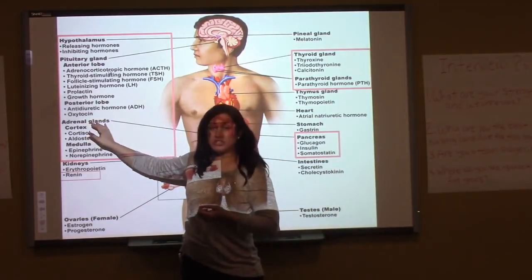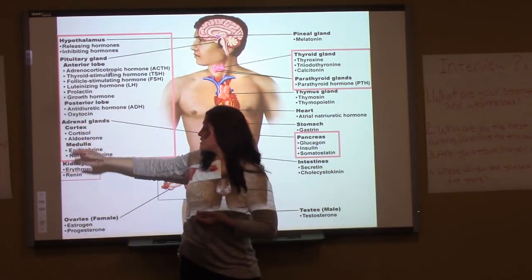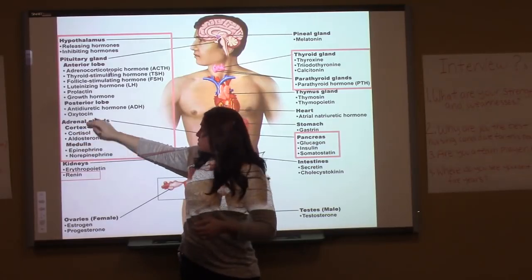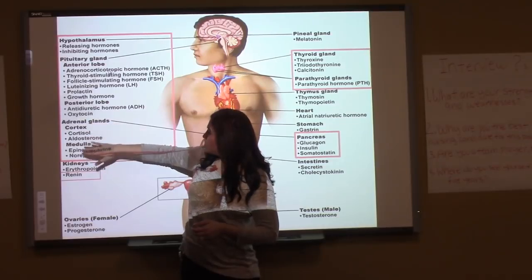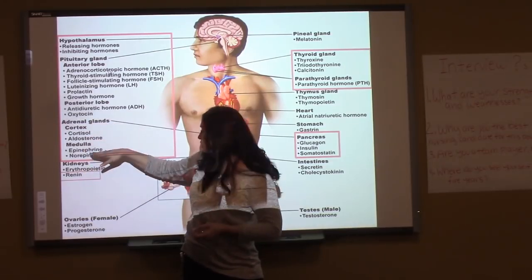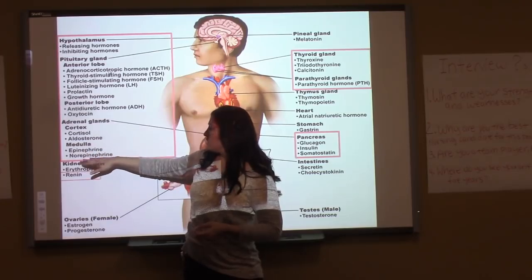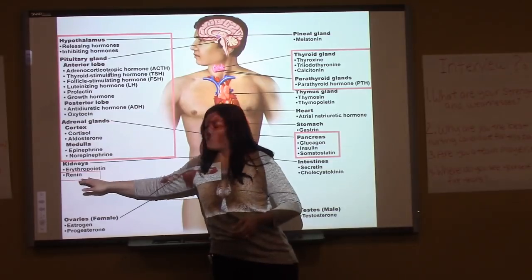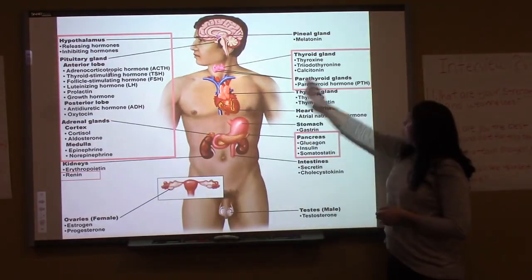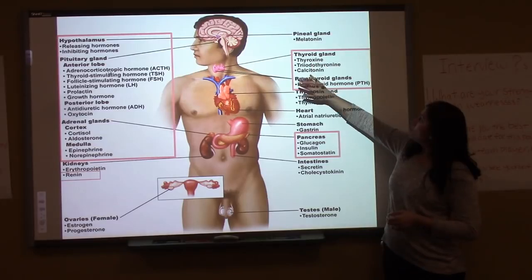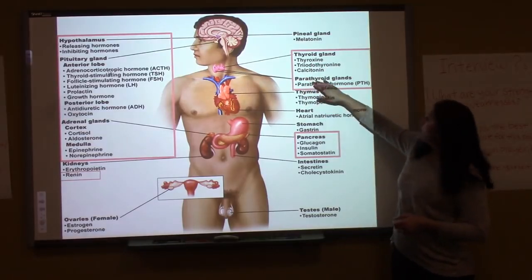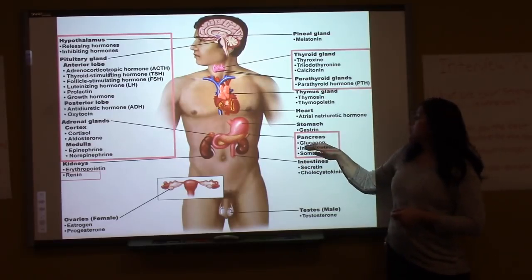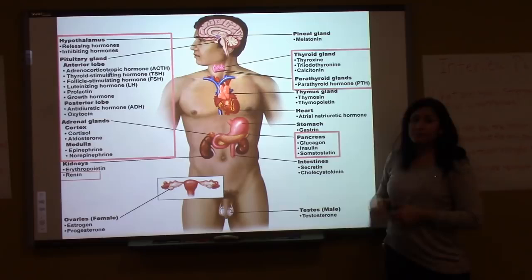Know the hormones released by the adrenal glands. Adrenal glands has adrenal cortex and adrenal medulla. Within the adrenal cortex, know about cortisol, aldosterone, and also the sex hormones. From the medulla, epinephrine and norepinephrine. For the kidneys, at the moment, only know about renin. For the thyroid gland, know about T4, T3, and calcitonin. For the parathyroid gland, know parathyroid hormone. For the pancreas, know glucagon, insulin, and somatostatin.